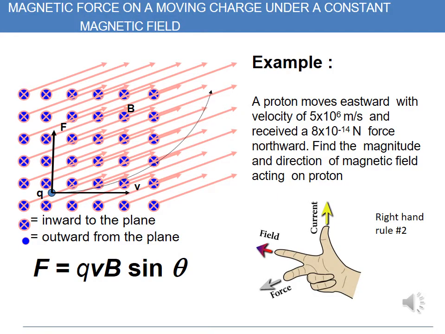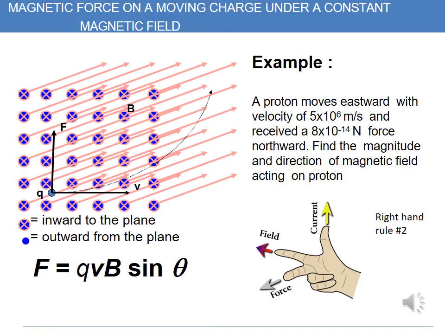When a charge is moving under the influence of an external magnetic field, it will experience a magnetic force called the Lorentz force. This magnetic force depends on the charge q, the velocity of the moving charge v, the external magnetic field B, and the angle theta between the velocity and the external magnetic field. This magnetic force is dependent on the angle between the direction of velocity and the direction of the magnetic field B.